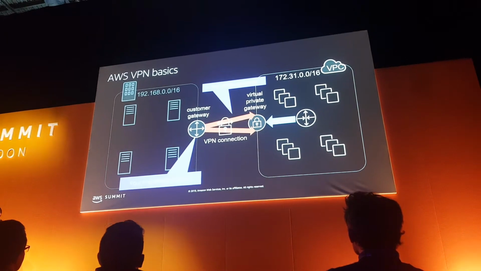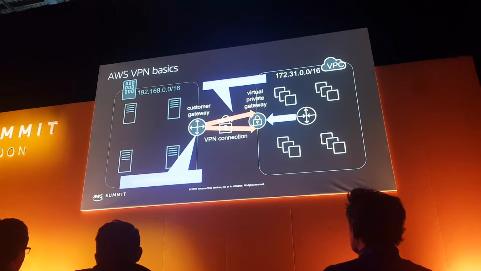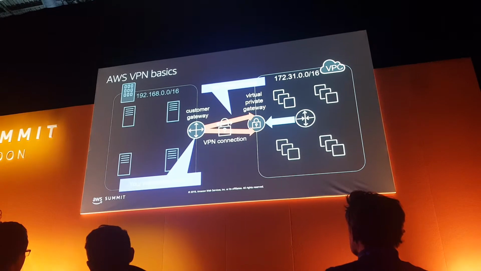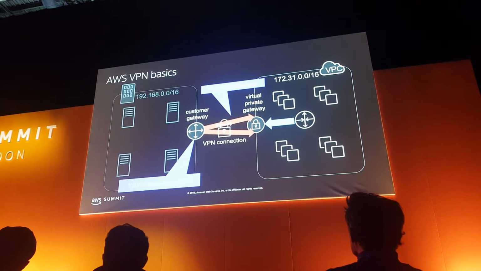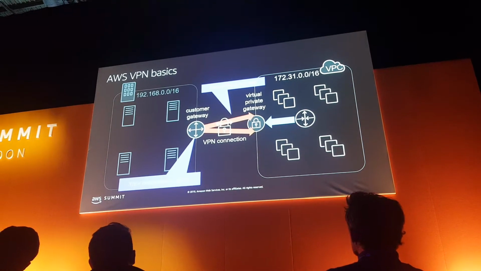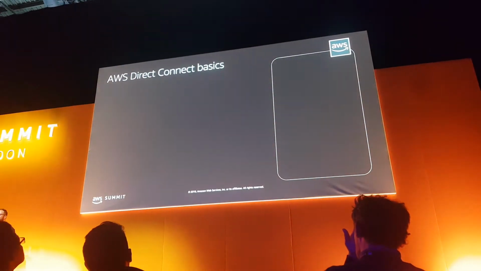So VPN is great, but because it often runs over the internet, you might sometimes have an unpredictable experience. If you want a more predictable and consistent experience for your connectivity to AWS, that's when you would look at AWS Direct Connect.